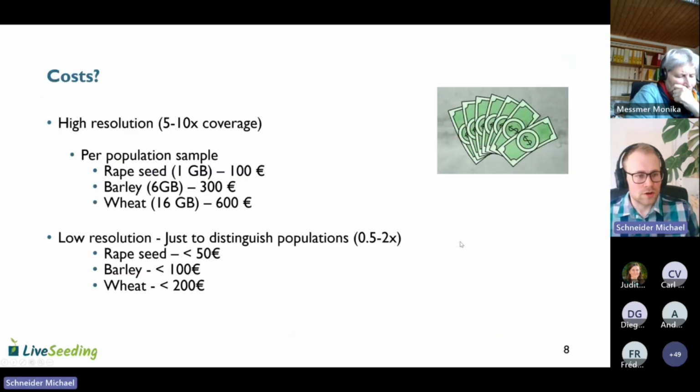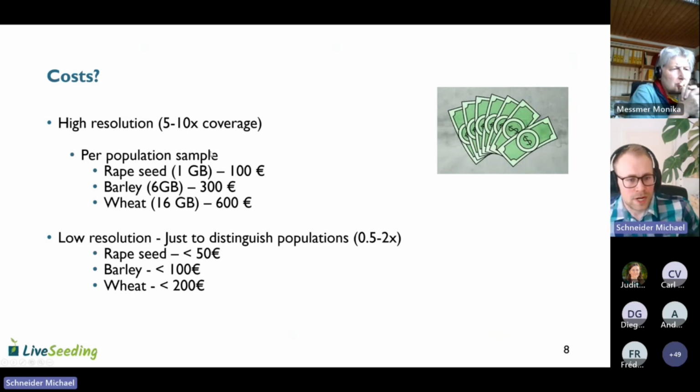So mentioning the costs, we performed a high resolution, even though it's still quite low, and the prices related to this per sample are given down here. But maybe for you as a breeder, price is a relevant aspect, so you could even reduce the costs even more.